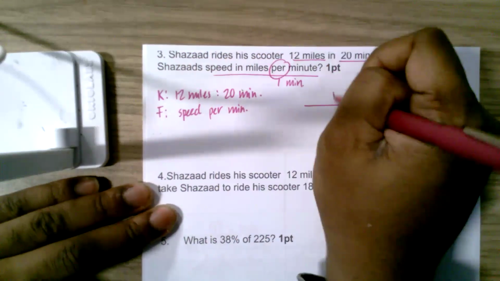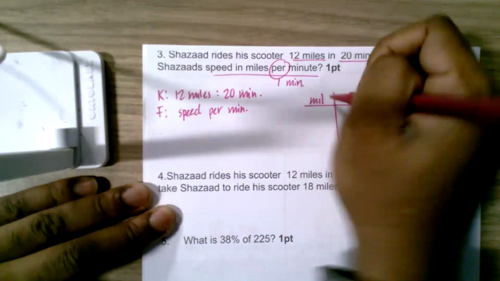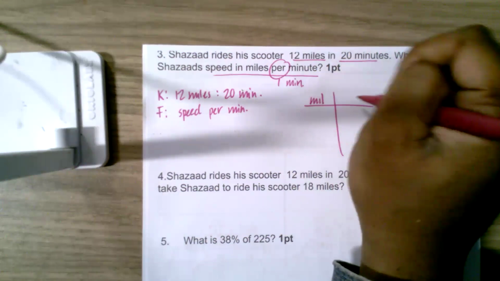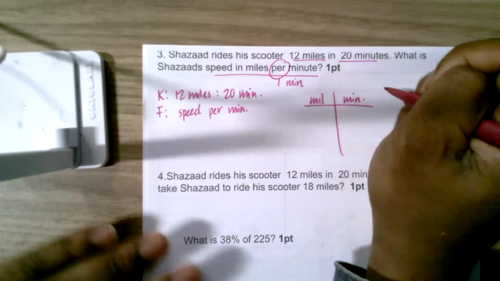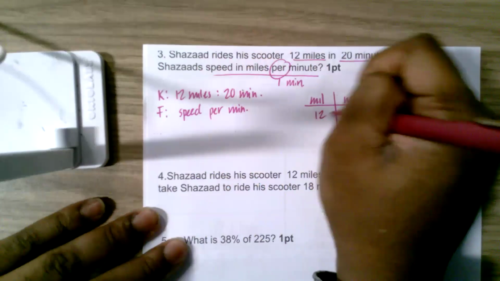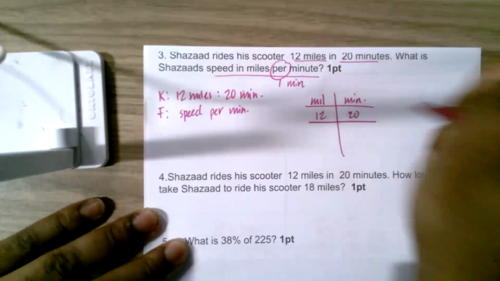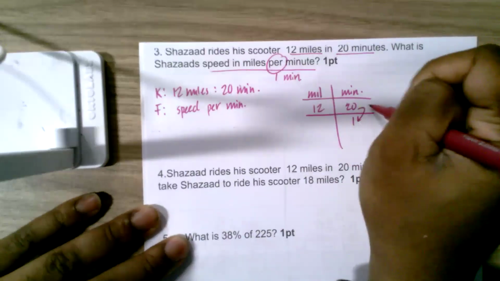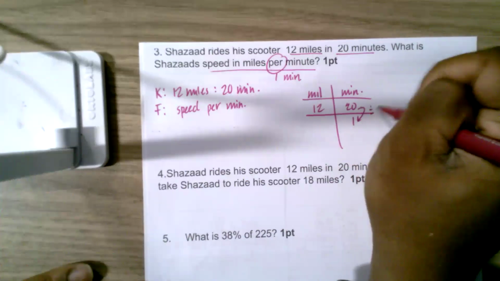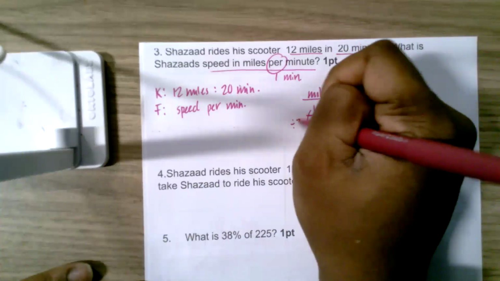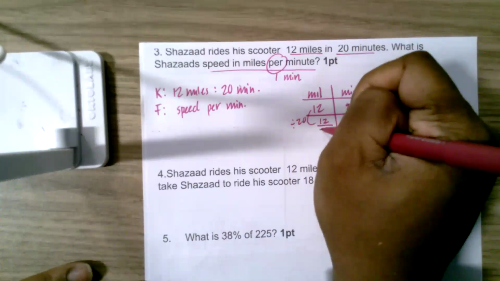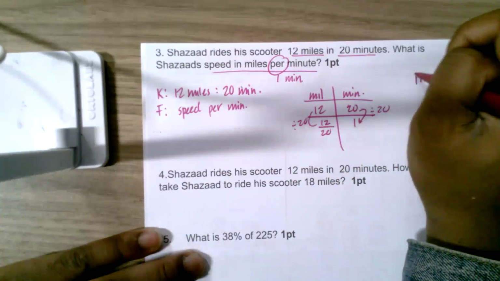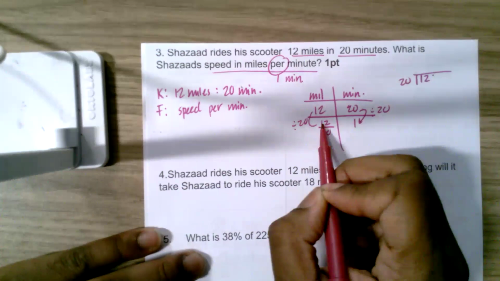We can use a table. We're comparing miles per minute. We know it's 12 miles in 20 minutes, and we're trying to find the speed per minute. So you're going to put 1 under per minute. To get from 20 to 1, you divide 20 by 20, and you divide 12 by 20, and that's why we put 12 over 20. And you can also just do 12 divided by 20.